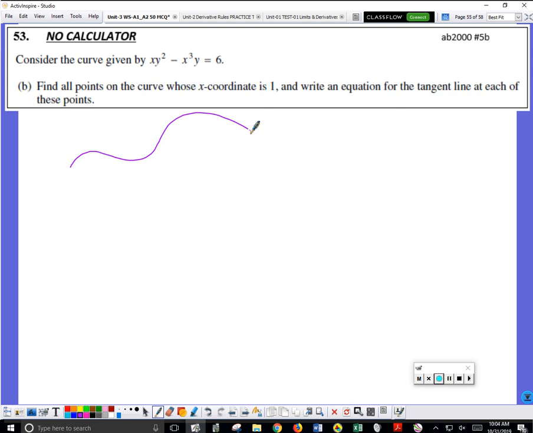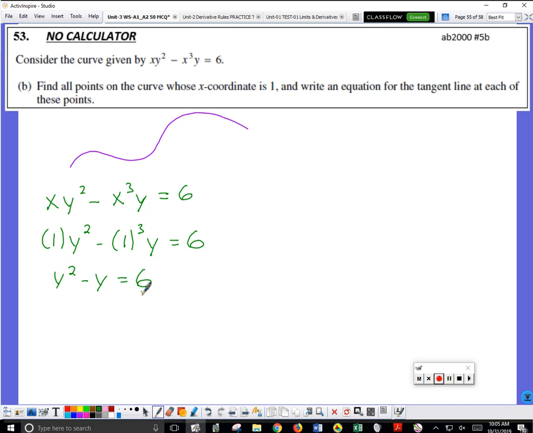The question says, find all points on the curve. So we're trying to find all the points on that imaginary curve whose x-coordinate is 1. All we have to do is use the equation to do that. Take the equation, plug in x equals 1. So we have x y squared, subtract x cubed y equals 6. We plug in x equals 1, so we have y squared, subtract y equals 6.